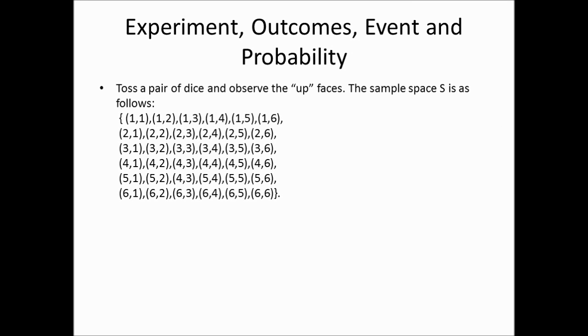Let's look at another experiment. We are tossing a pair of dice and you're observing the up faces. So the dice has 6 faces and we are tossing a pair of dice. So up faces, so we have 6 times 6, 36 outcomes as represented in the next table. And if you look at the first number, each row, the first number represents the face from the first dice and the second number from the second dice. If you look at the diagonal element, that shows all those outcomes where both faces show identical number.